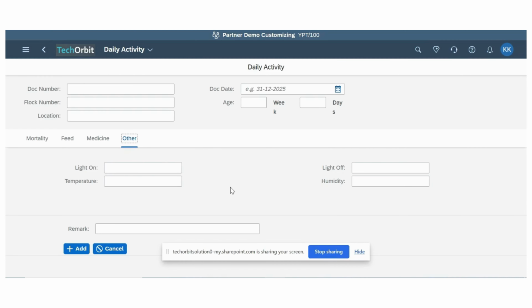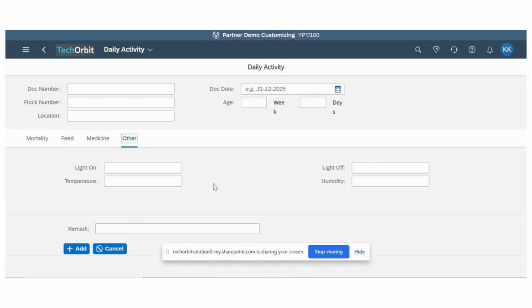All this activity has to be recorded on a daily basis in our product, which will help us post the financial activity in our system using the DI API provided by S/4HANA. This will help us find out the profit and loss of that particular breeder flock.